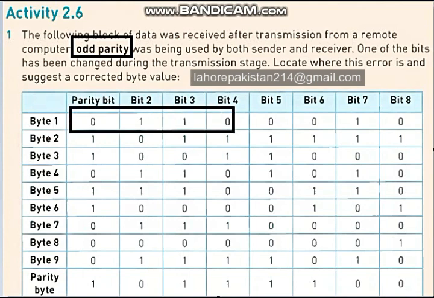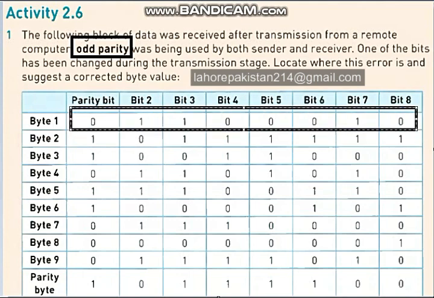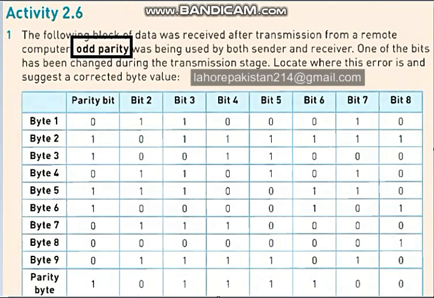Let's start checking the parity of bytes. This is the first byte, and let me count its parity: 1, 2, 3. 3 is an odd number and we required an odd parity, so the parity of the first byte is correct. There is no error in the first byte.